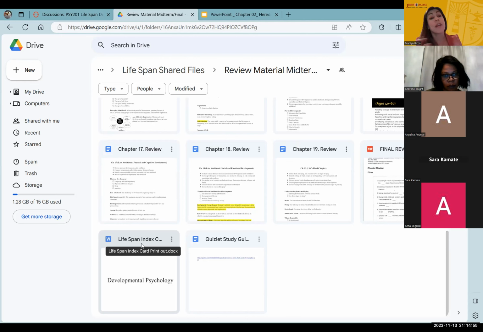Like they create their own. So I created this for you. I always recommend creating your own, because when you're rewriting it, you're helping yourself memorize the terms because you're taking notes.